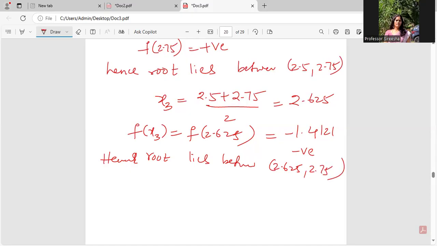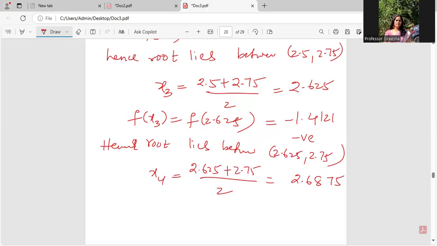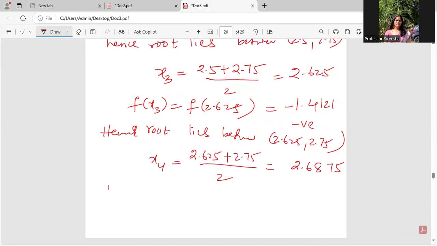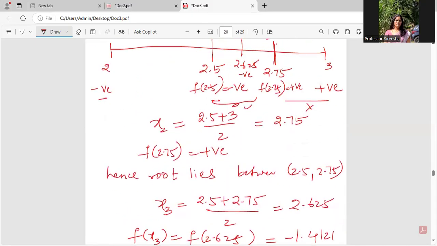So I'll be getting x4 to be 2.625 plus 2.75 by 2. This value I'll be getting to be 2.6875. Okay, now guys, I've finished. I'm done with my fourth iteration. So I'll write the answer like this. The root is x equal to 2.6875.